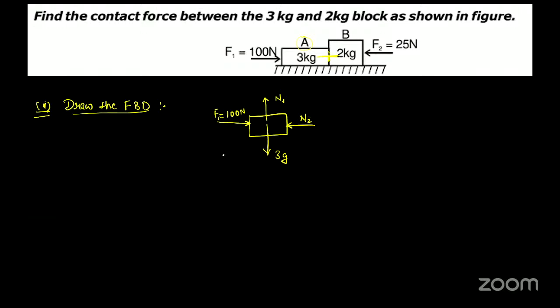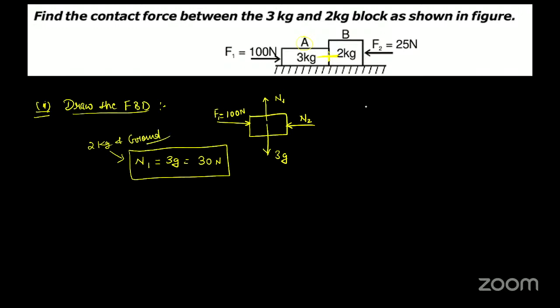Got it? Now we can directly relate the vertical direction forces because there is no motion possible in the vertical direction. So N1 should be equal to 3g, and if you put the value of g as 10 meter per second square, this becomes 30 Newton. So this is the normal reaction from the ground. Notice the contact, because we have to find the contact force. Although this is also a contact force, it is between the 2 kg block and the ground.